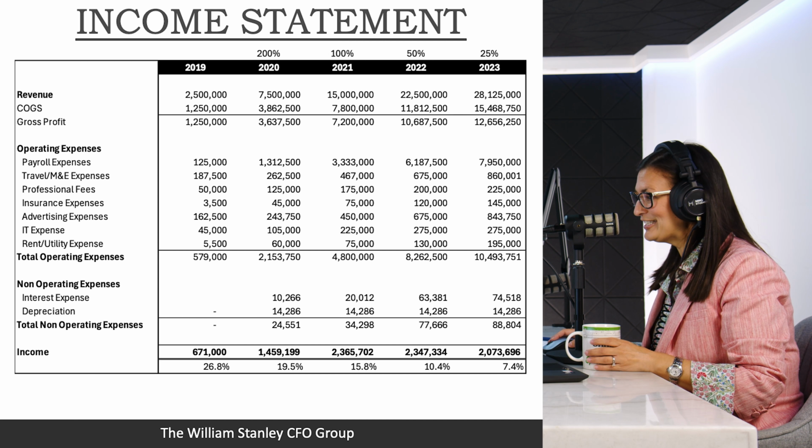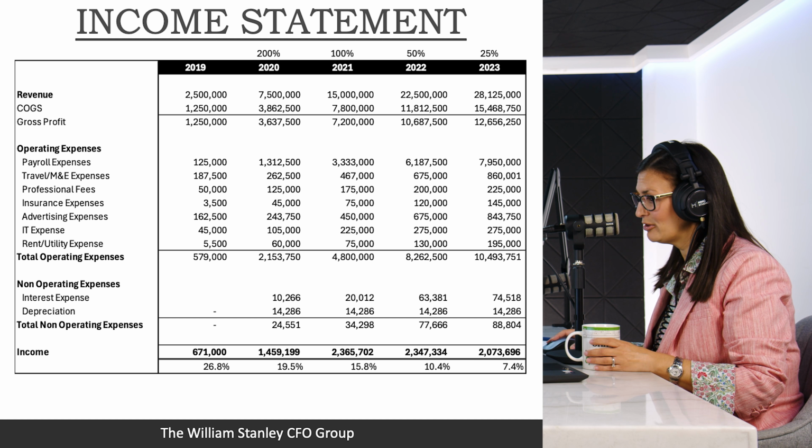So I think we should start by reviewing the income statement, examining the profitability, and seeing if we can find any trends. Sounds good. All right. So we're looking at the income statement, and my gosh, the company was founded in 2019, and it looks like they have grown exponentially year over year. From 19 to 20, 200% growth, 20 to 21, 100% growth. I mean, they have grown from a $2.5 million to a $28 million company. That's pretty impressive. It's amazing.